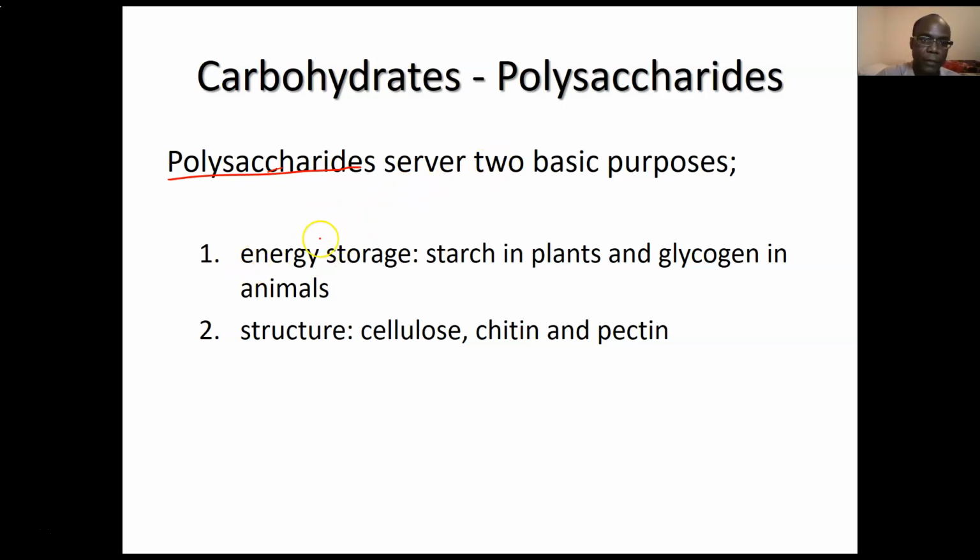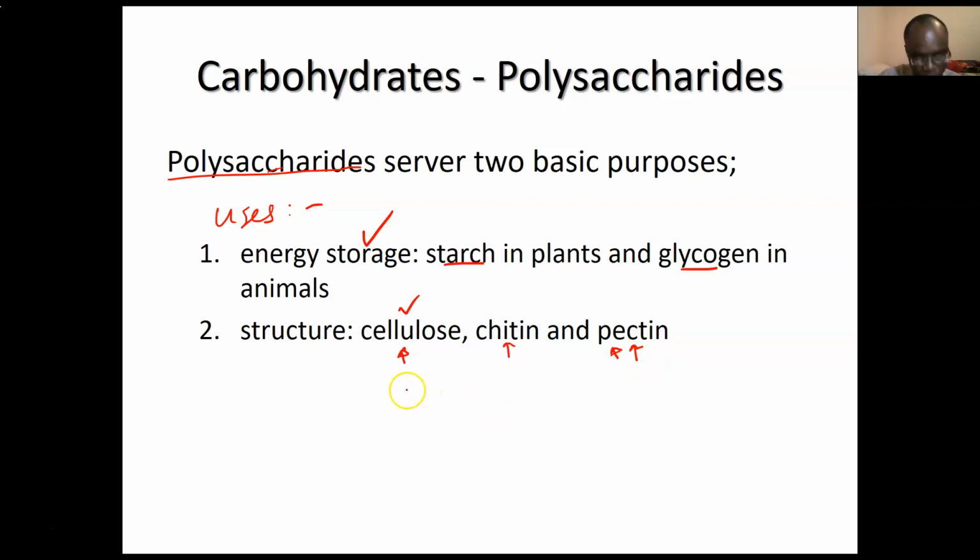Polysaccharides are used mainly for two reasons: to store energy in the form of starch in plants or glycogen in animals, or for structure, like cellulose. The trees, the wood you see, the paper mostly contains cellulose. That's a polysaccharide. Or chitin and pectin. I think chitin is found in the hard shell of crustaceans, and pectin is also used as part of the cell wall, like in plants.